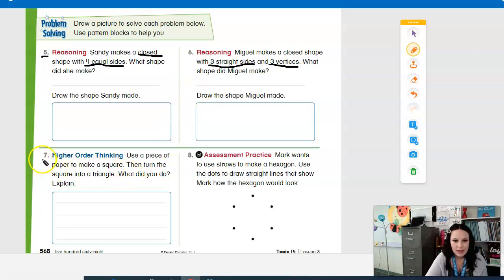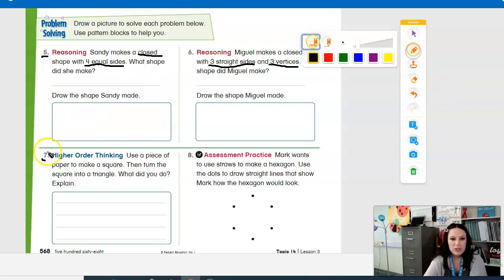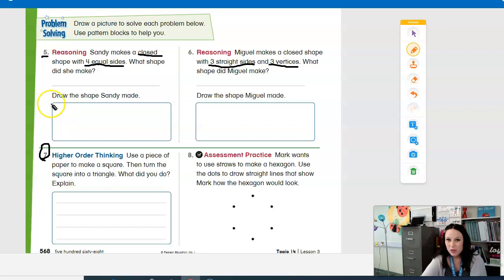Number 7 wants you to use a piece of paper to make a square. Then turn the square into a triangle. What did you do? So number 7 can be a little bit tricky if you don't have somebody showing you how to do it. So we're going to do number 7 together.